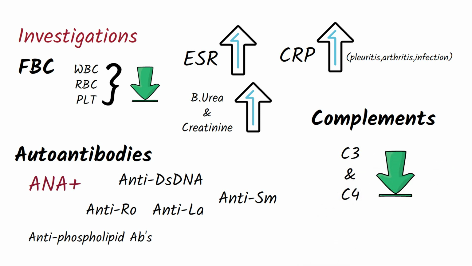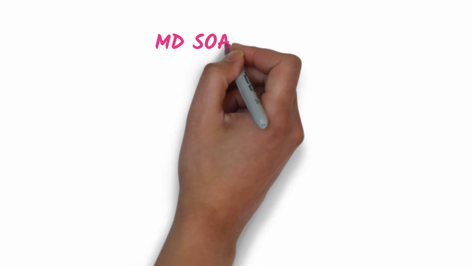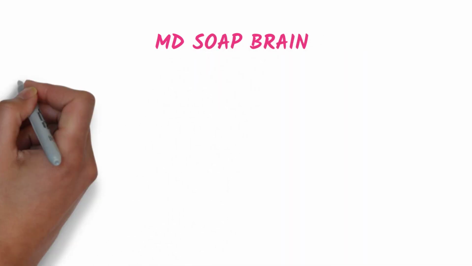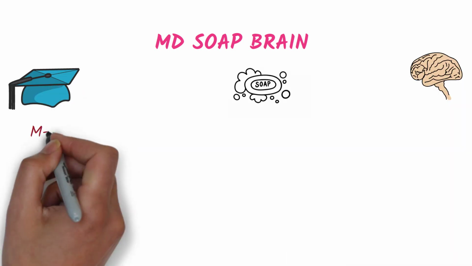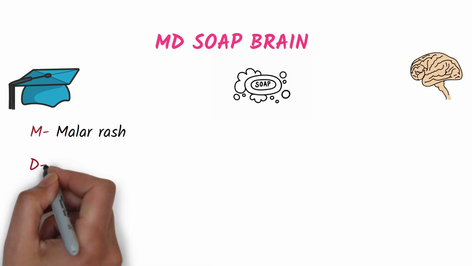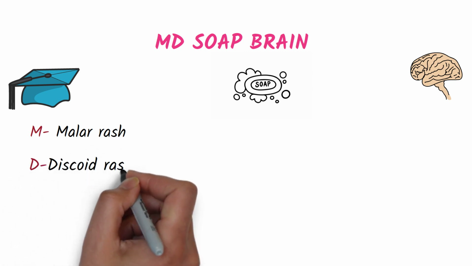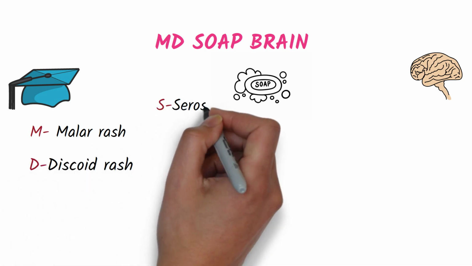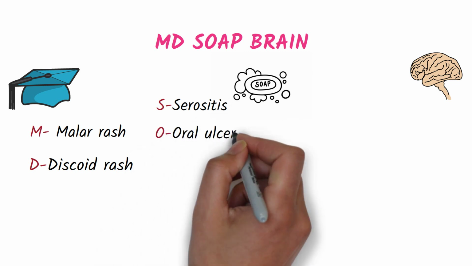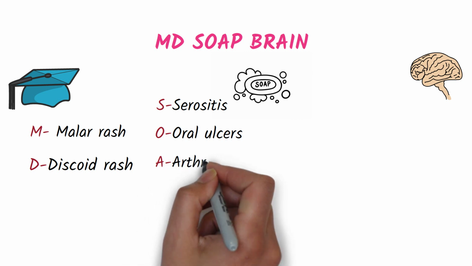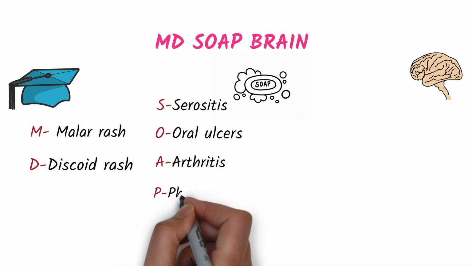So you can remember these clinical features and investigations with a simple mnemonic called SOAP BRAIN MD or MD SOAP BRAIN. So M is for malar rash and D is for discoid rash. In SOAP, S is for serositis like pericarditis and pleuritis. O is for oral ulcers. A is for arthritis and P is for the photosensitive rash.